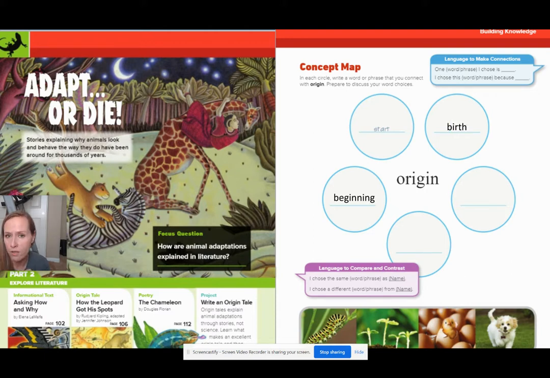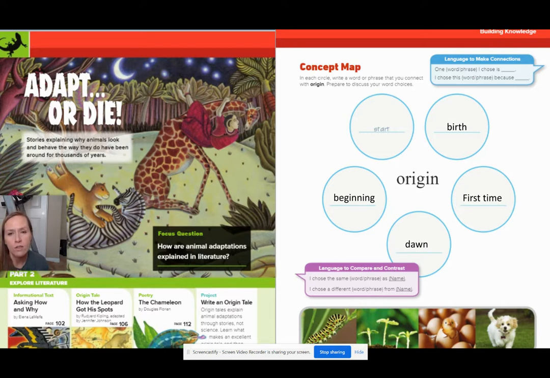We've got birth. Then we've got dawn. A dawn is like the beginning of a new day. And then the last word is first time. So take a minute and think about those words and what they have in common. We've got origin on the inside, start, birth, beginning, dawn, and first time.